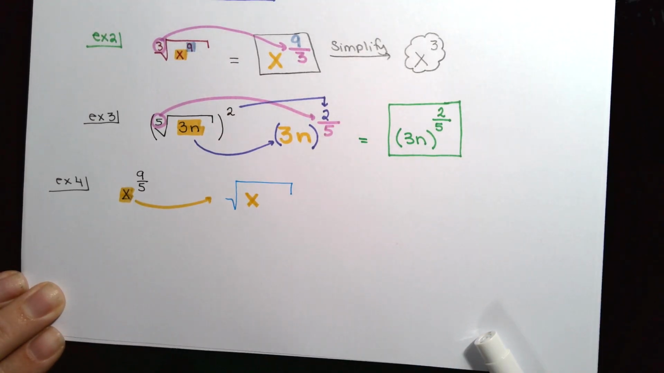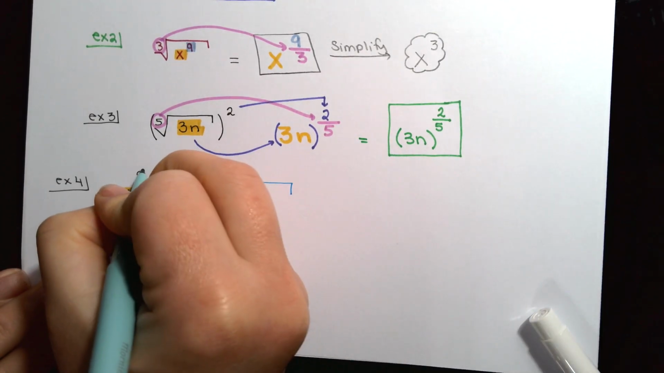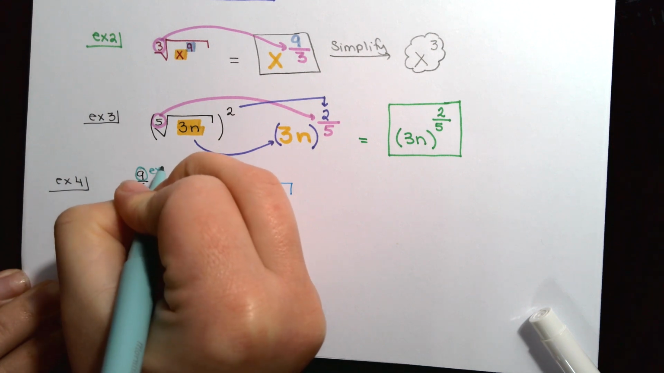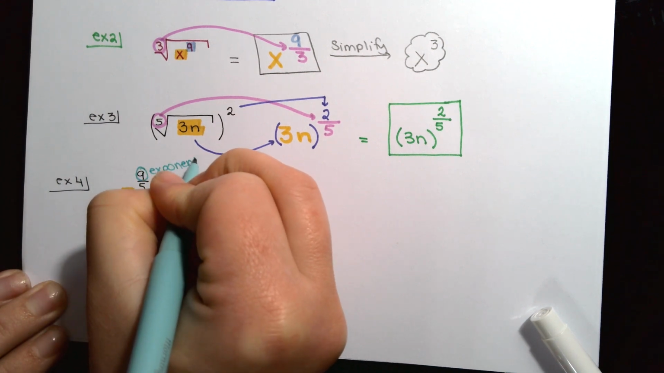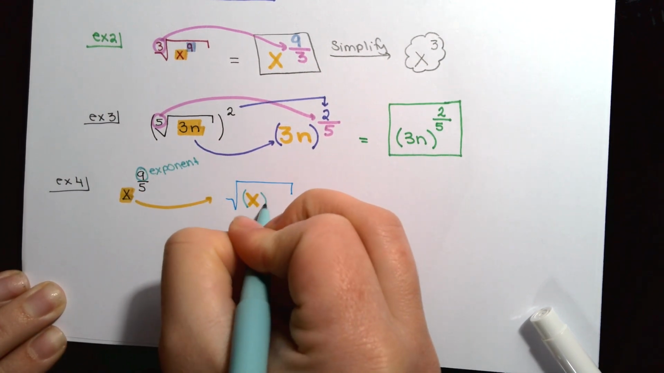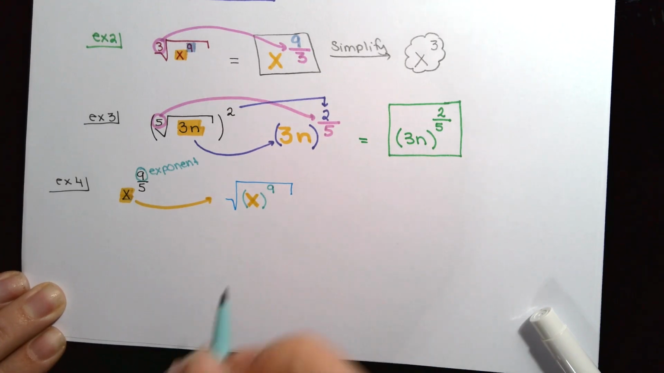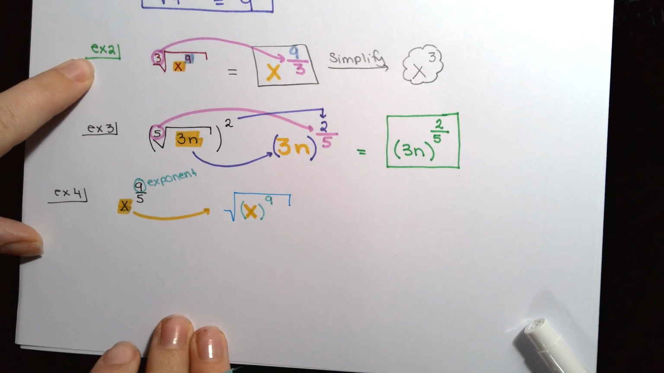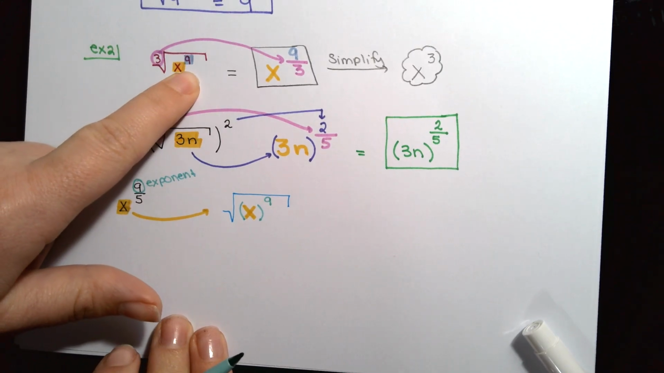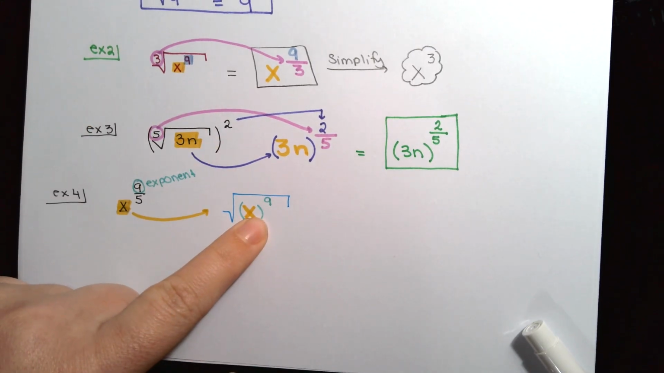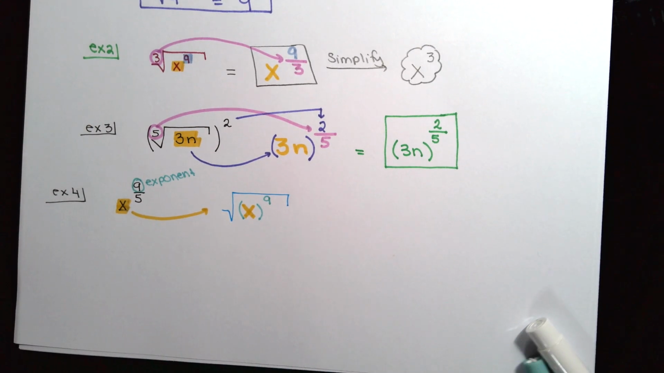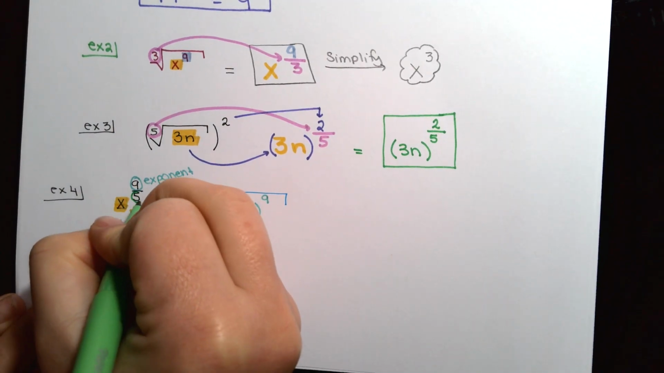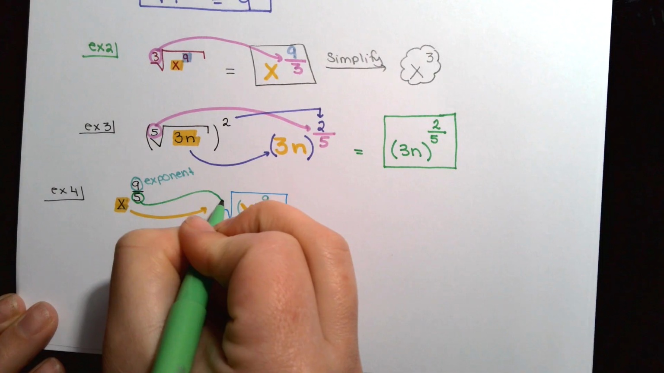Then you're going to make a decision. You can either take this exponent, write it on the inside. You can choose to do parentheses. You can also choose not to do parentheses, kind of like we did in example number 2. There was no parentheses on the inside. If you want to write them in, you can. And then we take a look at our index. Index is going to be our denominator.